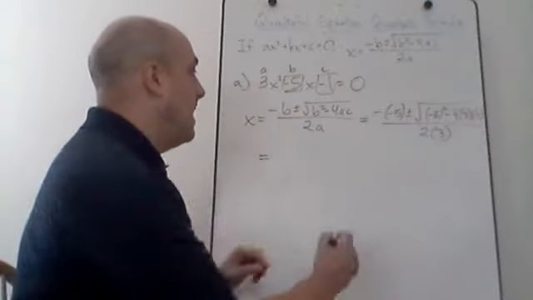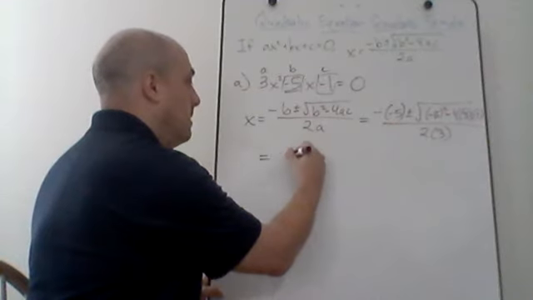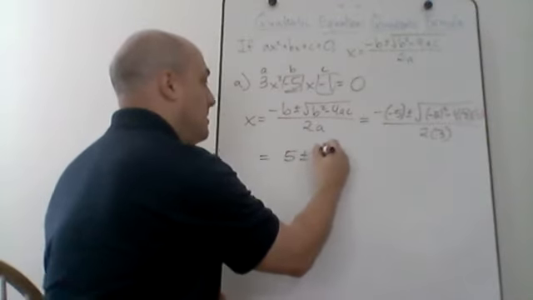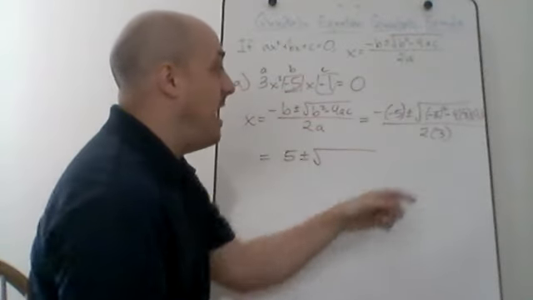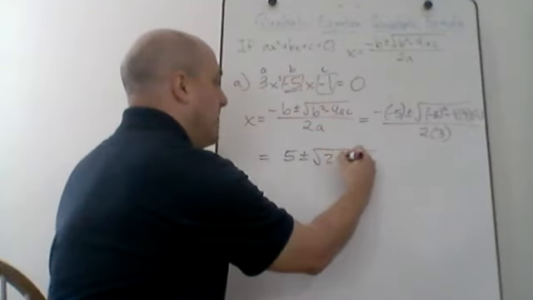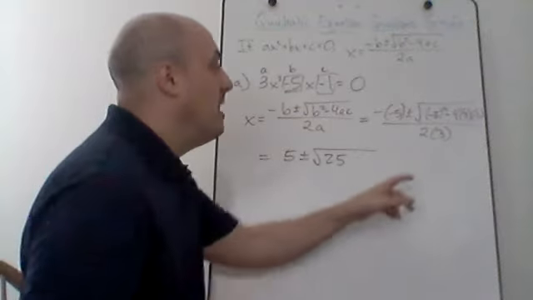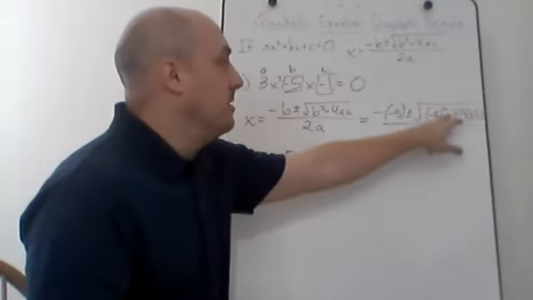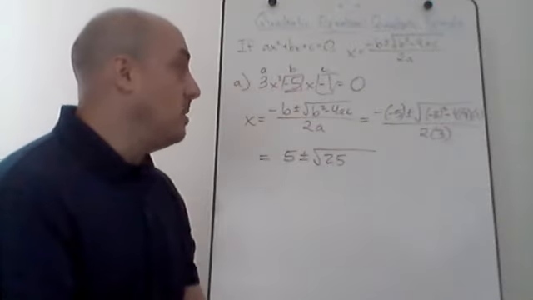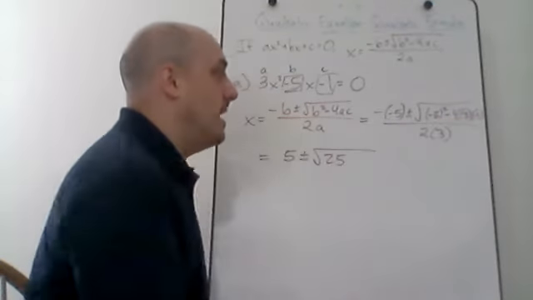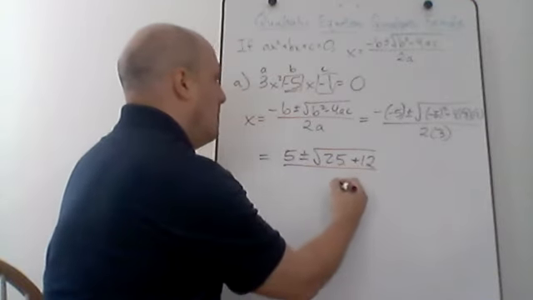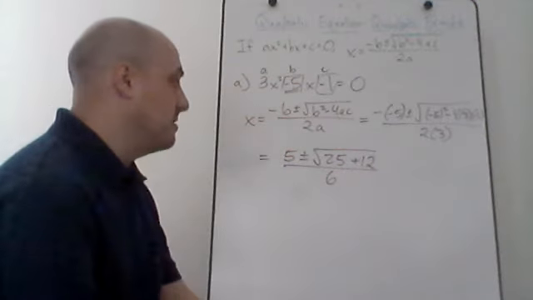All right, so negative of negative 5, that's positive 5. Plus or minus, that double negative there makes it a positive. Plus or minus the square root of negative 5 squared. Well, negative 5 times negative 5 is going to be positive 25. And then I have minus 4 times 3 times negative 1. Well, negative 4 times 3 is going to be negative 12. But then negative 12 times negative 1 is going to be a positive 12. And then in the denominator, 2 times 3 gives me 6.